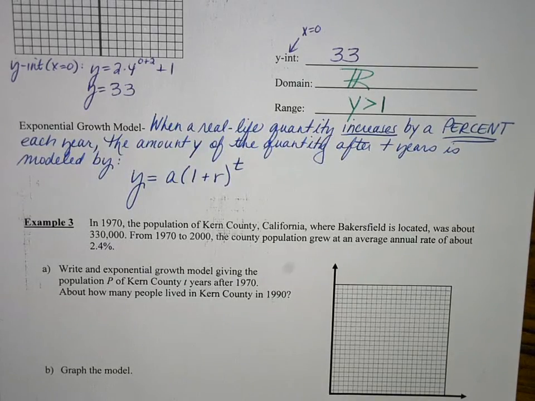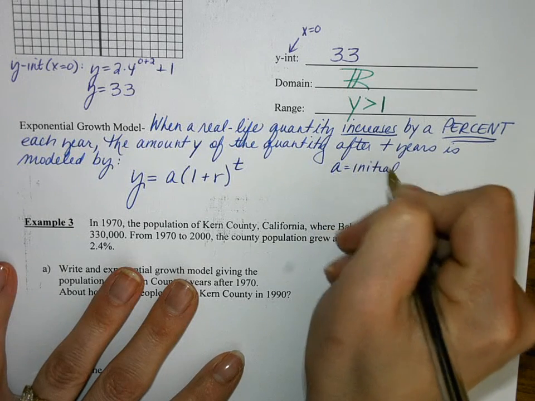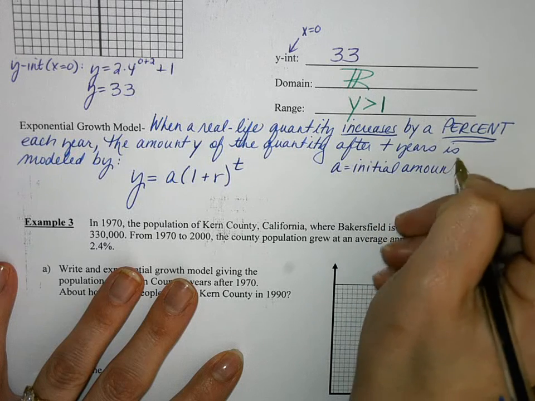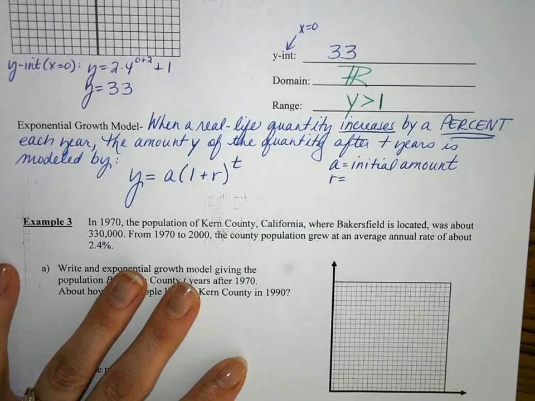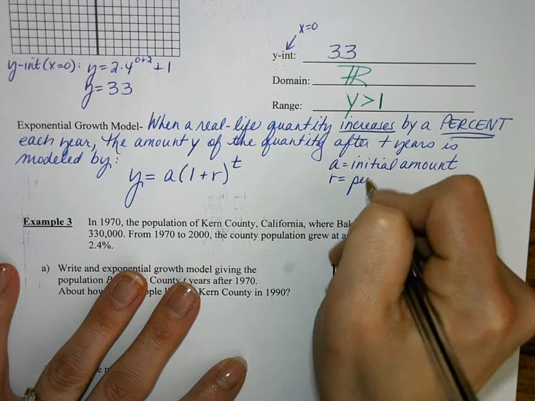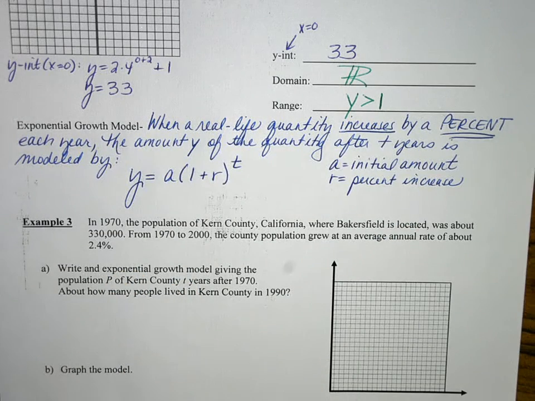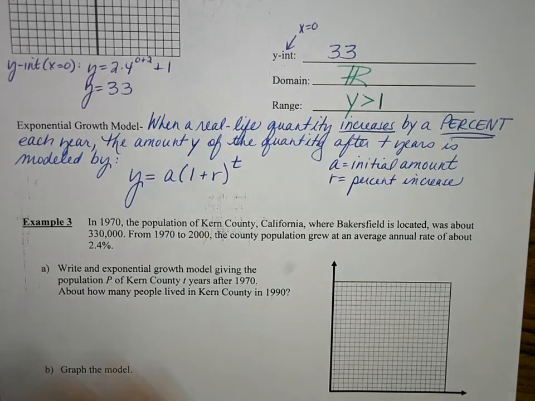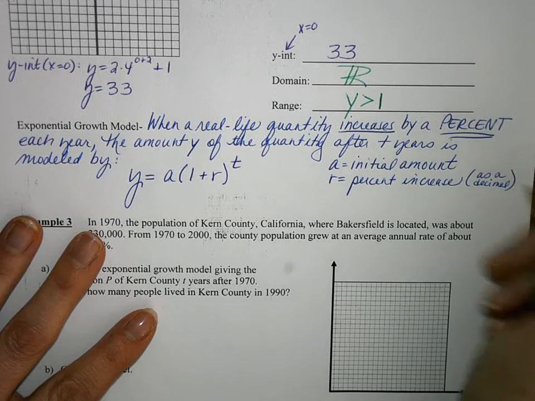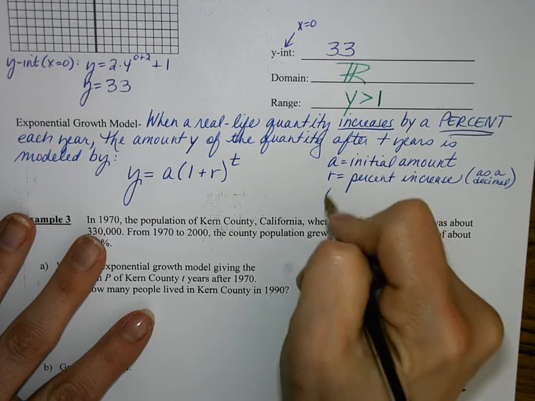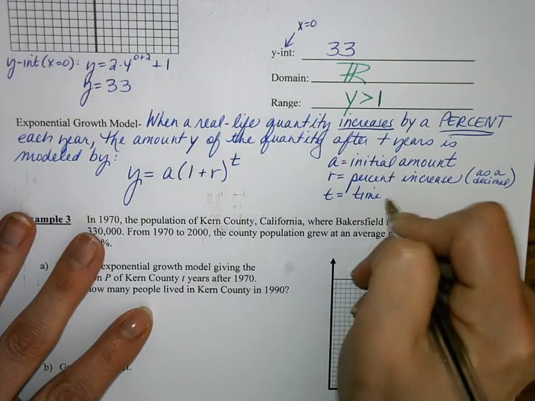All right, what do those pieces mean? Here we go. A is the initial amount. The A is the starting amount. How much you start with at the beginning. All right. The R is the percent increase. Now I got a question for you. How do we write percents? As decimals. Okay, so we're going to change it to a decimal. And then T is usually time, and yes, I heard it, in years.